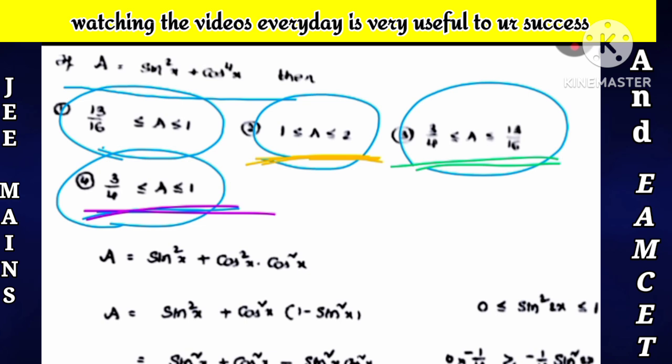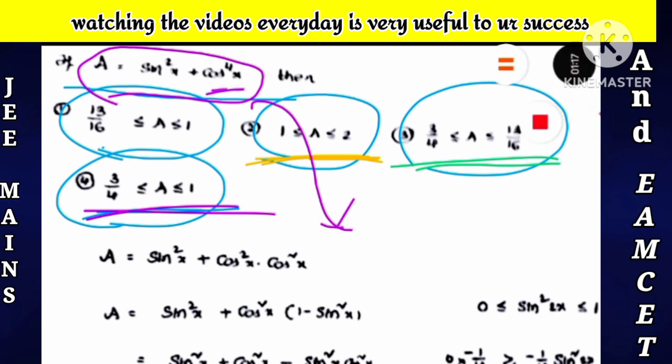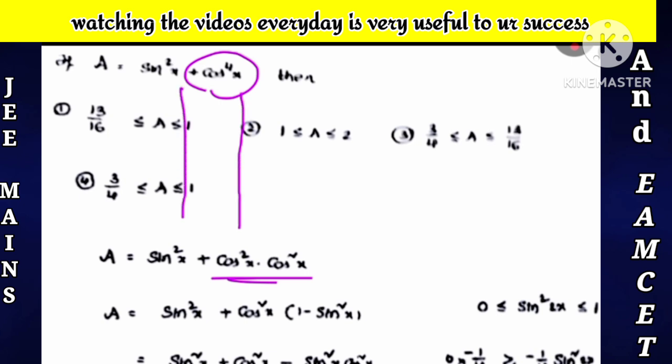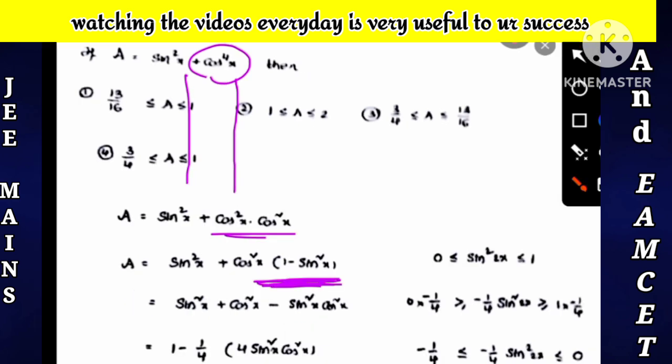So first, take the given function A is equal to sin square x plus cos power 4x. Write this cos power 4x as cos square x into cos square x. So sin square x plus cos power 4x is equal to sin square x plus cos square x into cos square x. In the next step, write cos square x is equal to 1 minus sin square x. Then multiply the two values here. Cos square x into 1 is equal to cos square x. Cos square x into sin square x is equal to cos square x into sin square x.